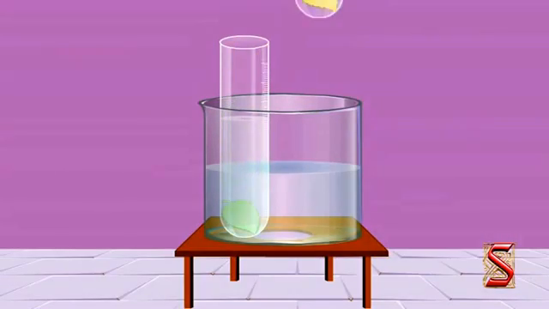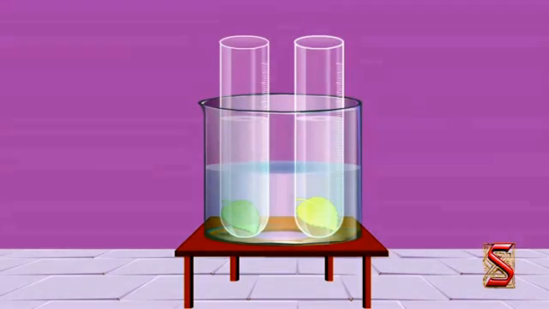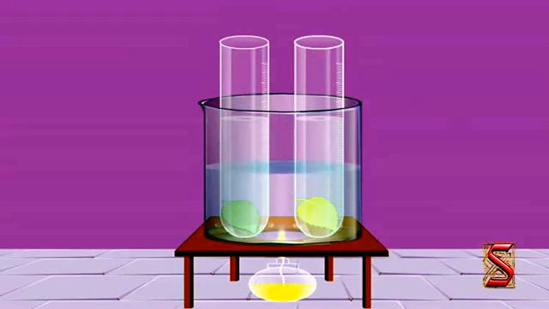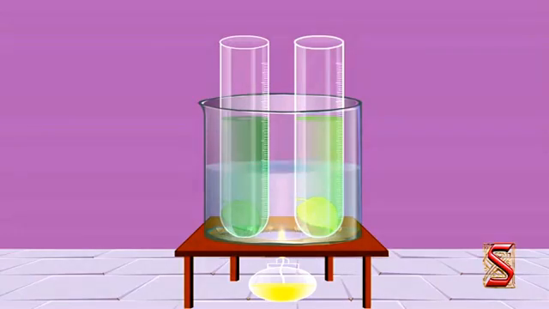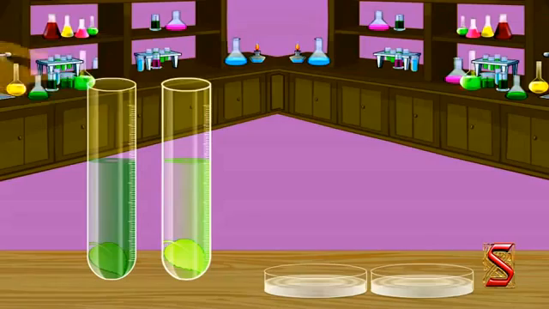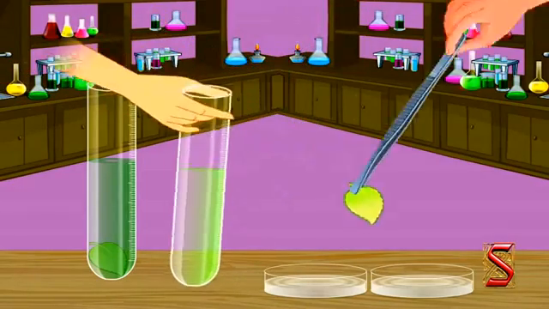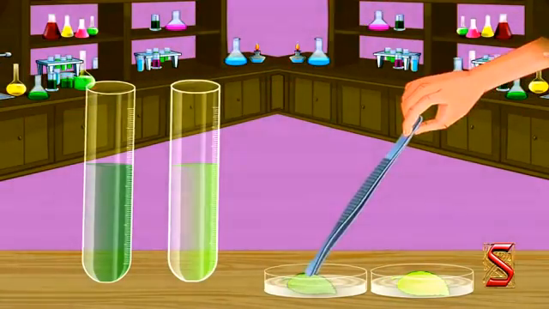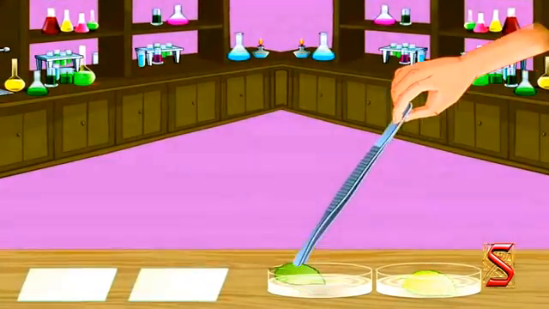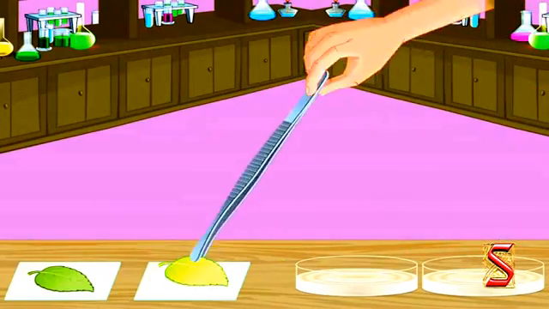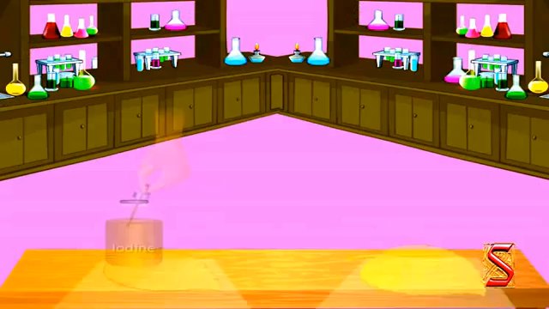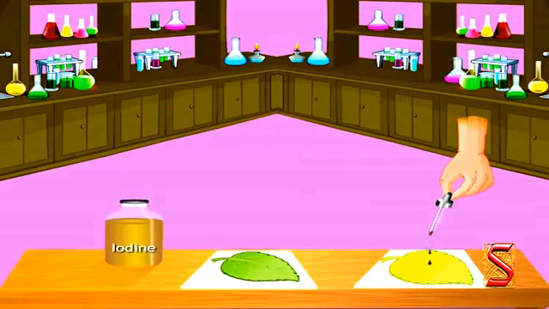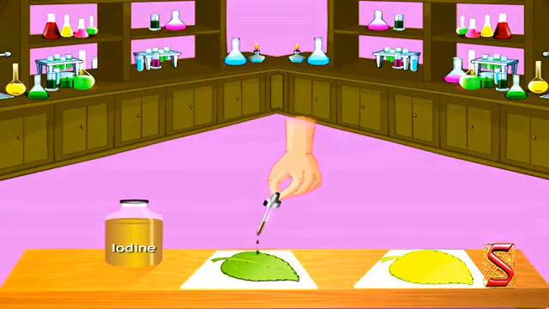Keep the test tubes in a beaker filled with water and boil the water till all the green color of both the leaves comes out in the spirit. Carefully take out the leaves from the test tubes and wash the leaves with plain water. After washing them, keep them on 2 different clean plates. Now, put a few drops of iodine solution on both the leaves.